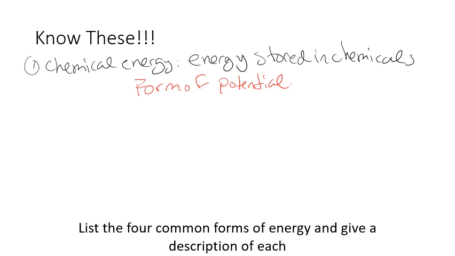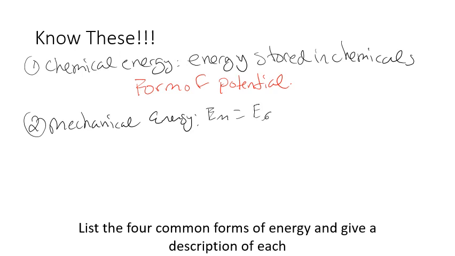Chemical energy is a form of potential energy because the energy is stored inside the chemical bonds that make up that substance. Okay. The next one we've already talked about in the previous slides is called mechanical energy. And again, mechanical energy is just the sum of the potential energy plus the kinetic energy of a system. It is the energy that an object has because it is moving or because it is in a position where it is about to move.